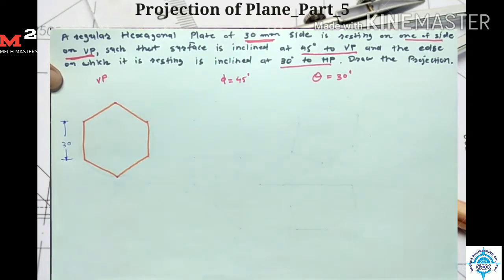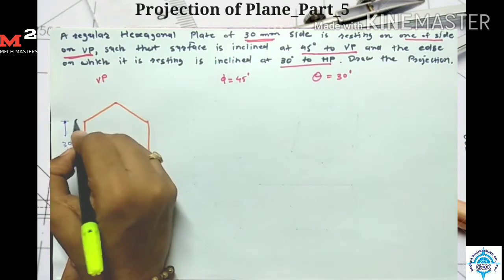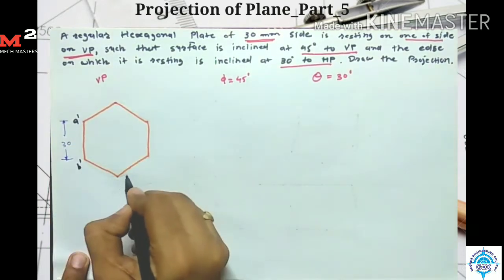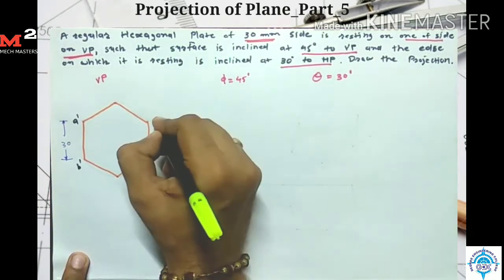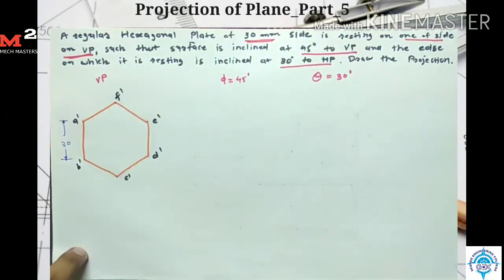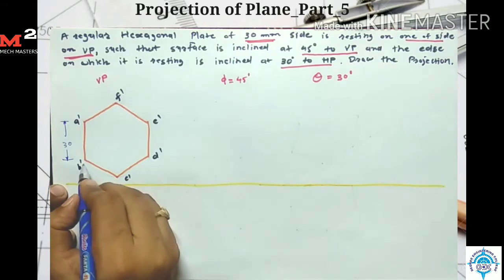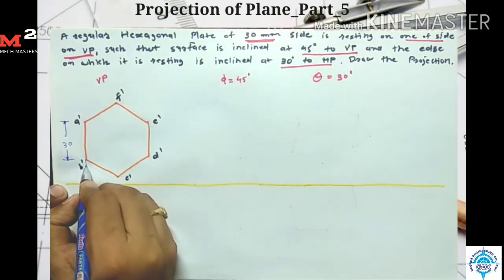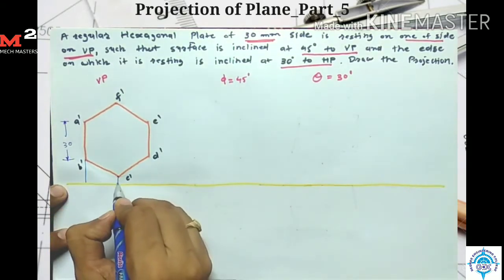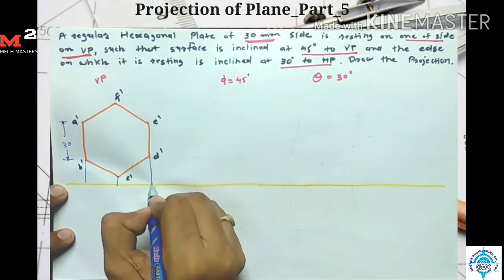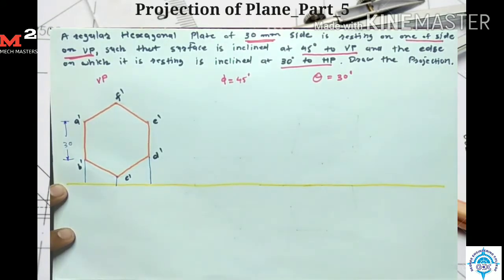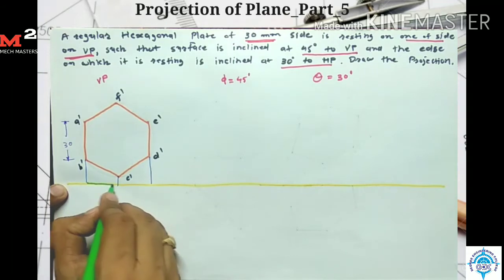So I give the names A dash, B dash, C dash, D dash, E dash and F dash. In this way I complete the front view. Now for drawing the top view, I simply take the projection from these points on the reference line. I take the projection for points A dash, B dash, C dash, F dash and D dash, E dash. So here I get my top view.